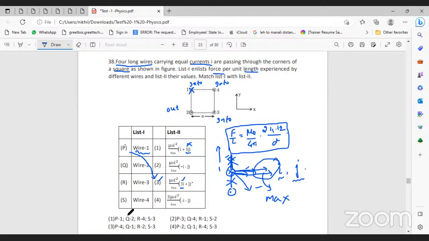Look at the options now. P is not matching with 1. P is not matching with 4. P is not matching with 2. P is matching with 3. So option 2 is the right answer, because P is going to be matched with 3. Similarly, you can do it for the second wire, third wire, and also for the fourth wire.